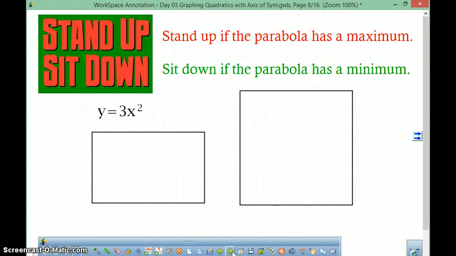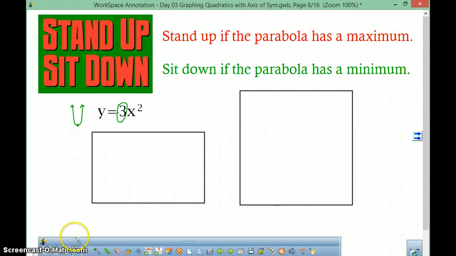Do you think that this equation has a maximum or a minimum? Let's think about that. Well, here's the A. This is the number in front of the x squared. It's positive. So if it's positive, that means it opens up like this, and it has a minimum.